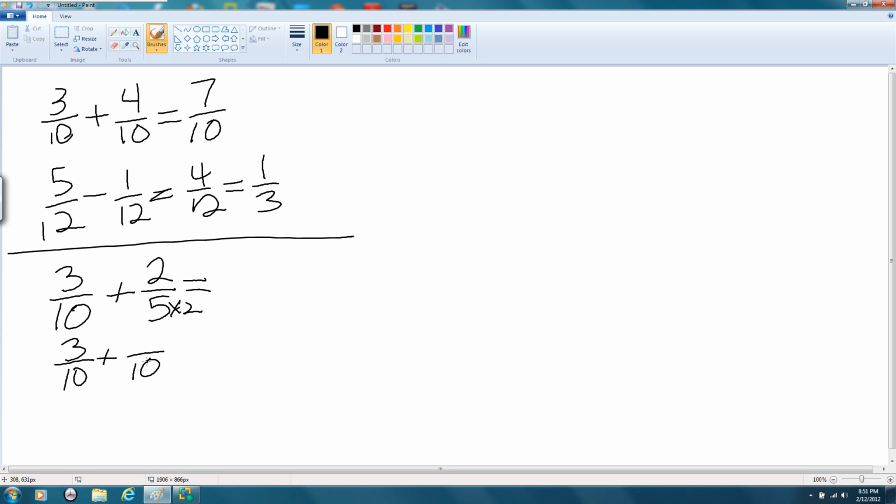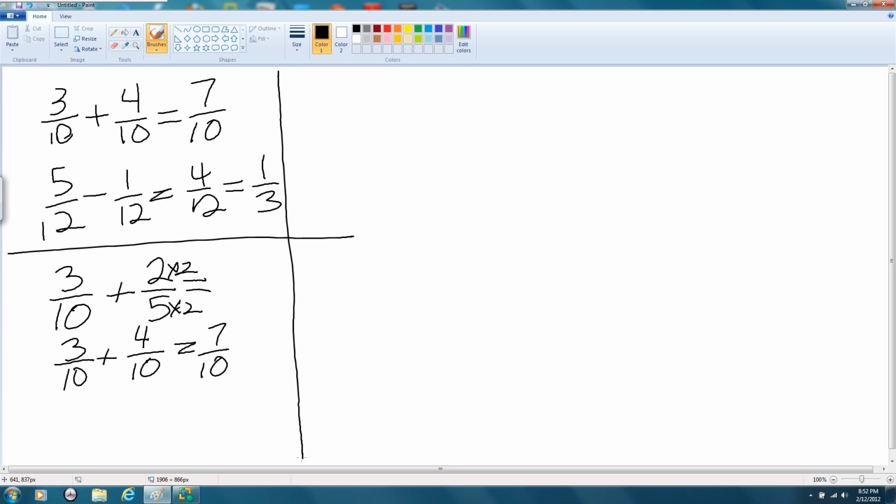But if I do that to the denominator, I'll also need to do it to the top. So I'm going to times the top by 2. I'm going to get 4. In here, I'm going to get 3/10 plus 4/10 is equal to 7/10. Okay, I'm going to put another line here and we'll do some more.